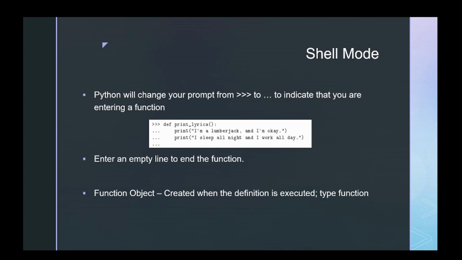A function object is created when the definition is executed, but it's not really going to run anything until it's called. And that function object actually has a type called function.